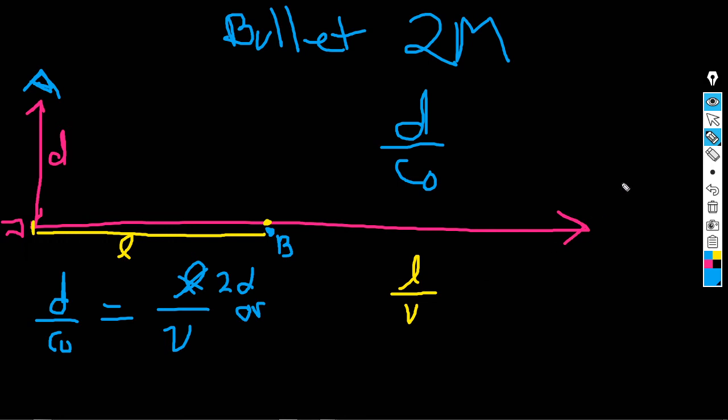I'm doing that wrong. I'll get it here in a minute. Here we go. If the bullet is traveling at twice the speed of sound, then it covers twice the distance. And for the times of arrival to be equal, L has to be twice D.